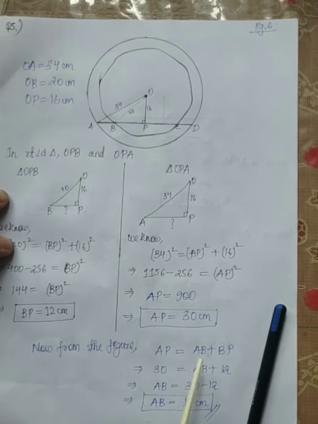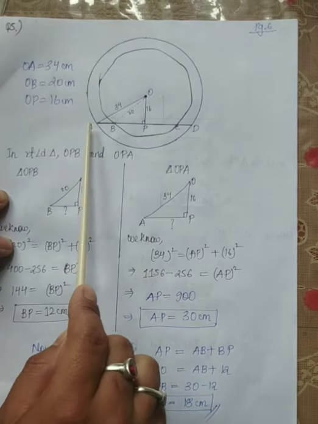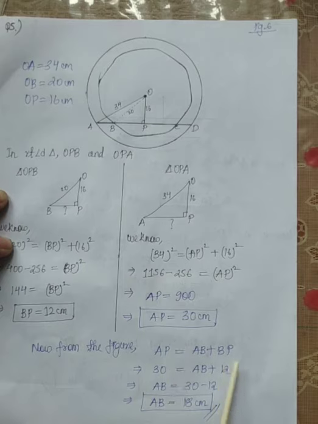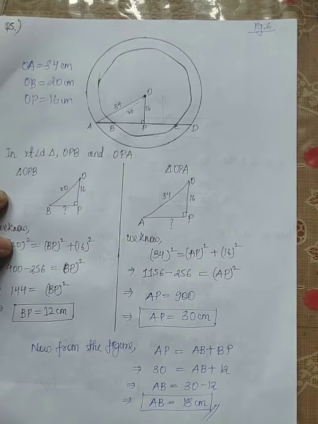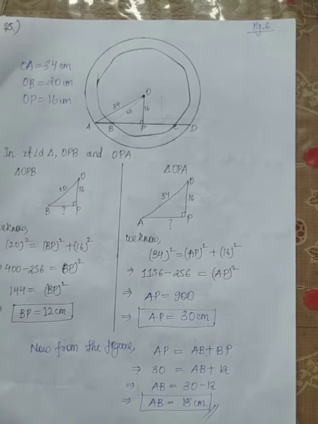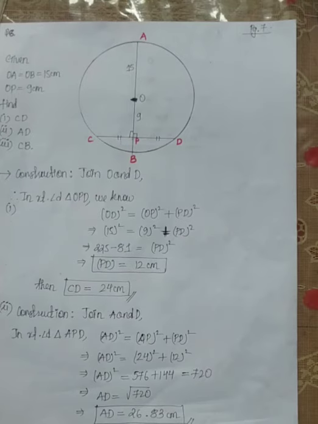Now from the figure, look at the calculation. AP equals AB plus PB. Put the values accordingly: 30 minus 12. So what is the length of AB? It is 18 centimeters. So I hope you're clear with this. Pause the video to note it down. Alright, in this way I move to question number 8.